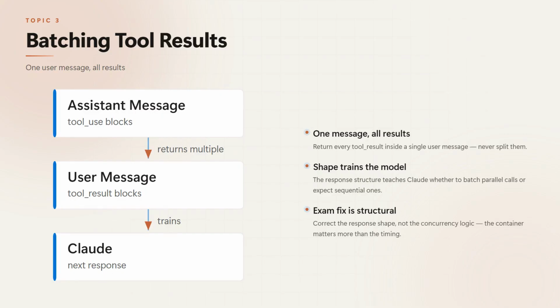If you send each tool result in its own user message, the API accepts it, but Claude learns that batching is not welcome and stops issuing parallel calls on later turns. The damage appears as latency 2 turns later, far from the code that caused it. In this step you will see the correct shape, 1 user message carrying all 3 tool result blocks, and then compare it with the wrong shape so you can spot the difference on the exam.